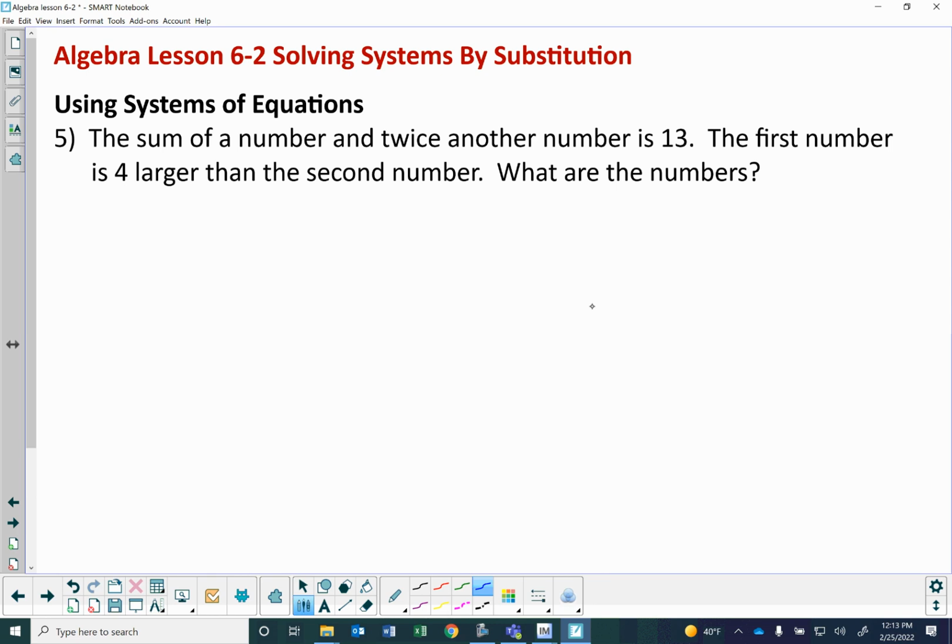It says, the sum of a number and twice another number is 13. The first number is 4 larger than the second number. What are the numbers? I have a first number and a second number, so let's just let my variables equal first number and second number. So I'm going to let x equal my first number. And I'm going to let y equal my second number.